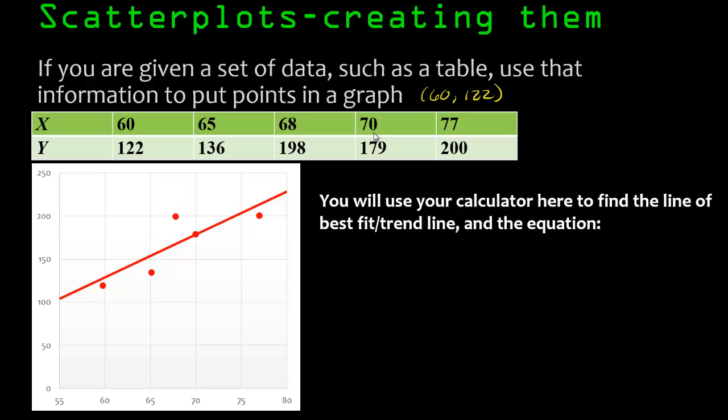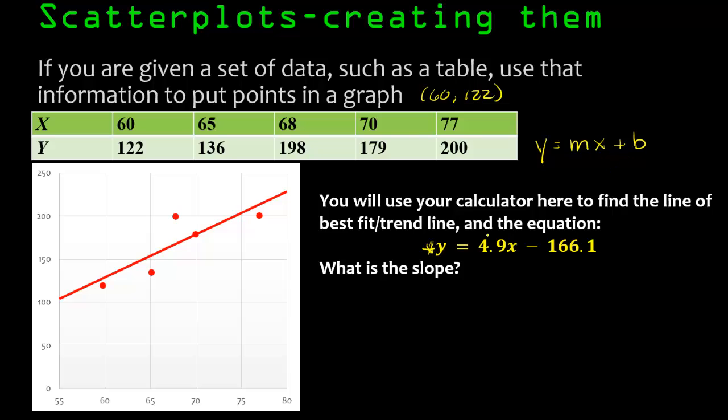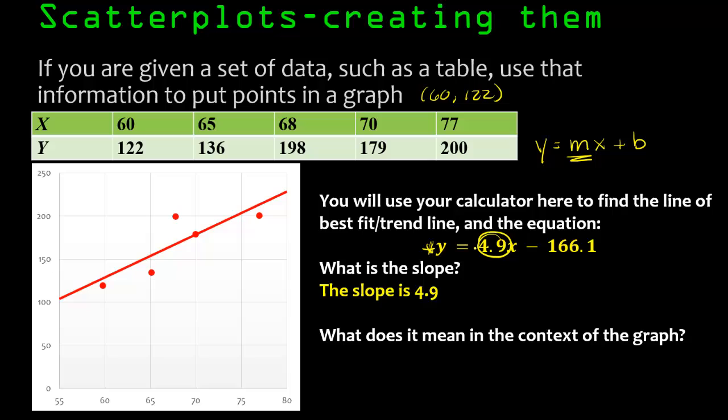All right, so like I said, you're going to use your calculator to find a line of best fit and trend line and the equation, which using your calculator, you would be able to find out would be 4.9x minus 166.1. All right. Now remember, slope-intercept form, this is easy stuff. Once you use your calculator to do this, the slope is your m. So it's right there. The slope is 4.9. All you have to do is read it off the calculator.